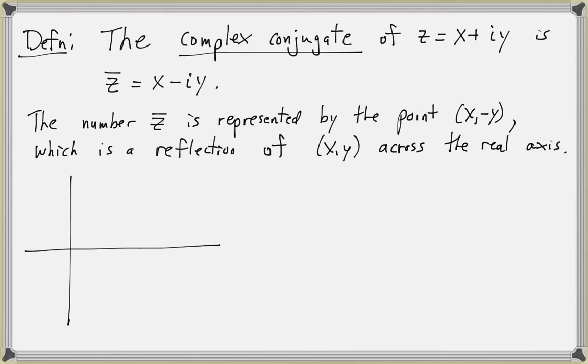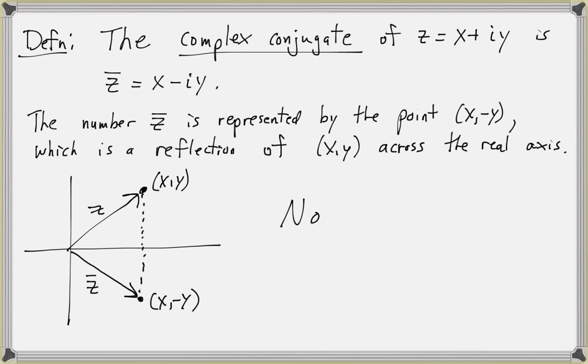So if I had a point z, which is x plus iy, then the conjugate of z would be the reflection across the real axis. So there's z bar identified with the point x, negative y.